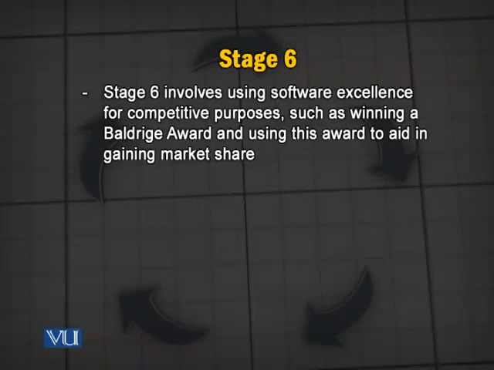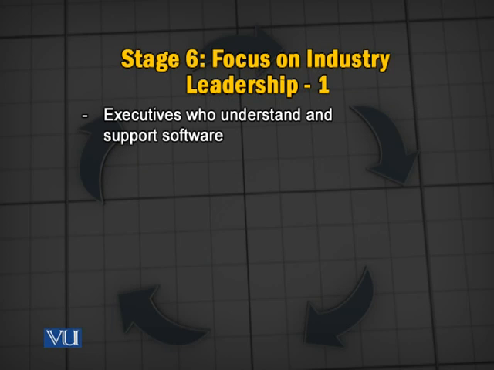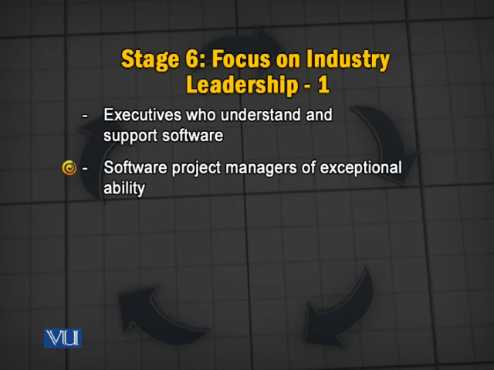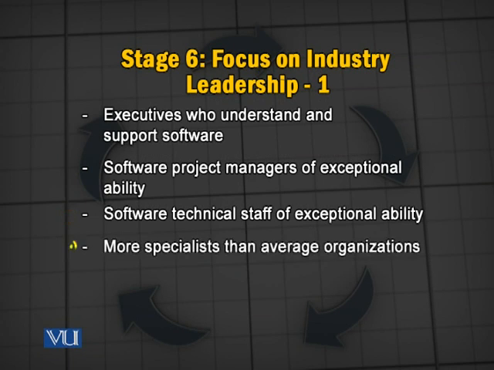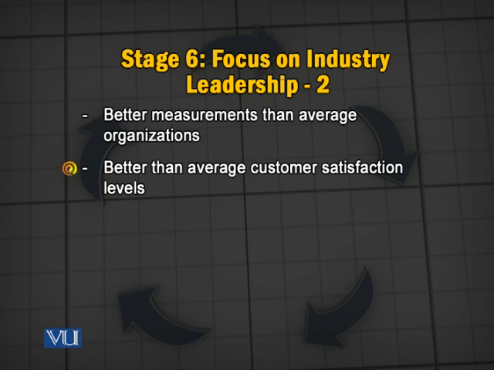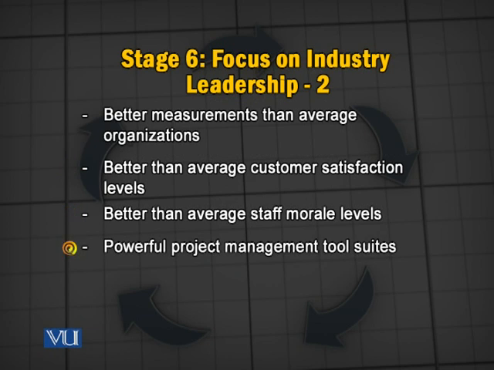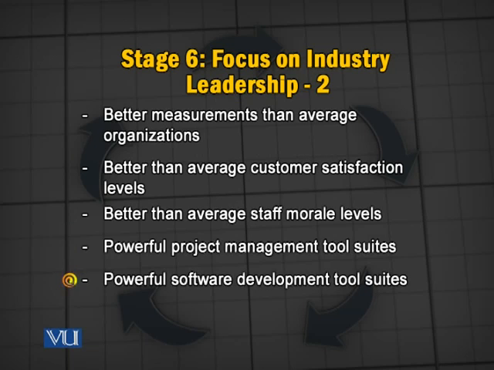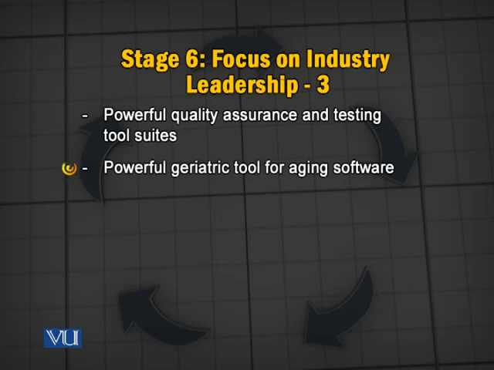Stage 6 involves using software excellence for competitive purposes, such as winning a Baldrige Award and using this award to aid in gaining market share. So you want to focus on industry leaderships. You have executives who understand and support software. You have software project managers of exceptional ability. You have software technical staff of exceptional ability. You have more specialists than average organizations. You have better measurements than average organizations. You have better than average customer satisfaction levels. You have better than average staff morale levels, and you have powerful project management tool suites and powerful software development tool suites. So your quality assurance and testing tool suites are very strong and popular, and your powerful tools for managing aging software.